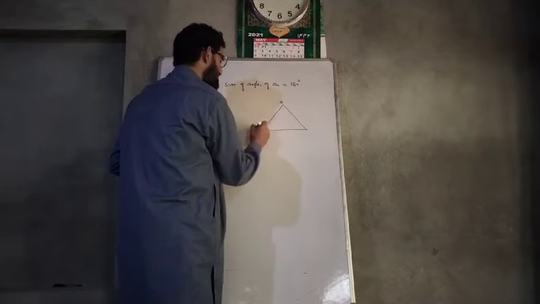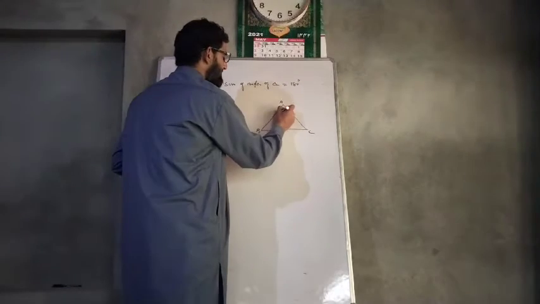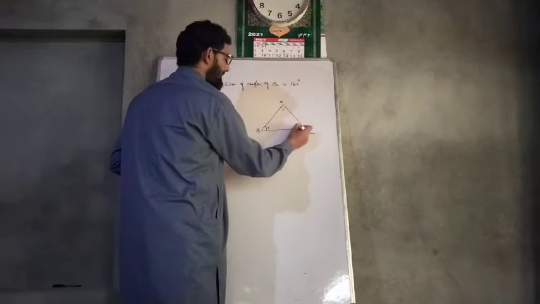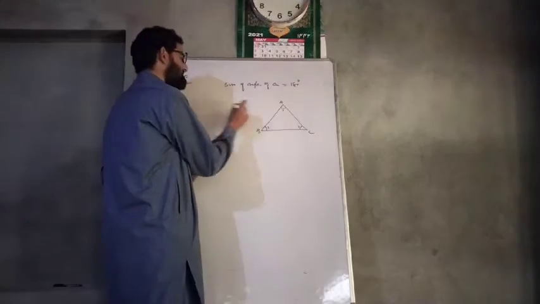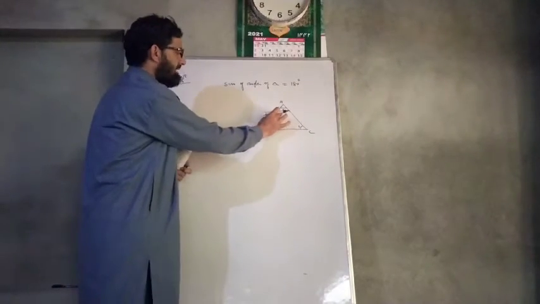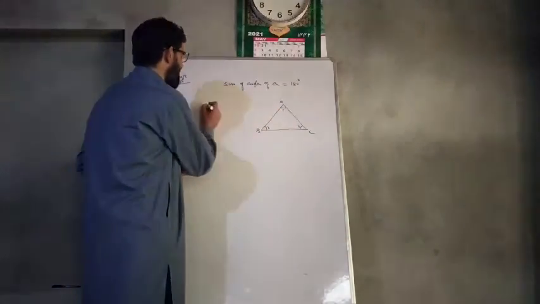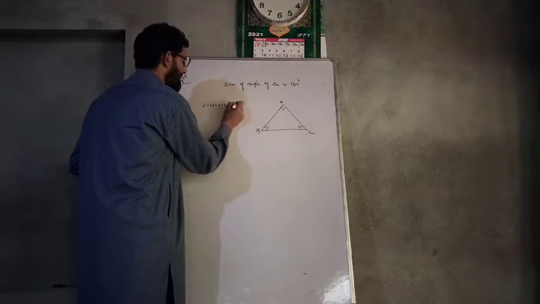Let ABC be a triangle, and this is angle 1, this is angle 2, and this is angle 3. It is given that ABC is a triangle, and we have to prove that the sum of angles of this triangle is equal to 180. That is, we have to prove angle 1 plus angle 2 plus angle 3 is equal to 180 degrees.